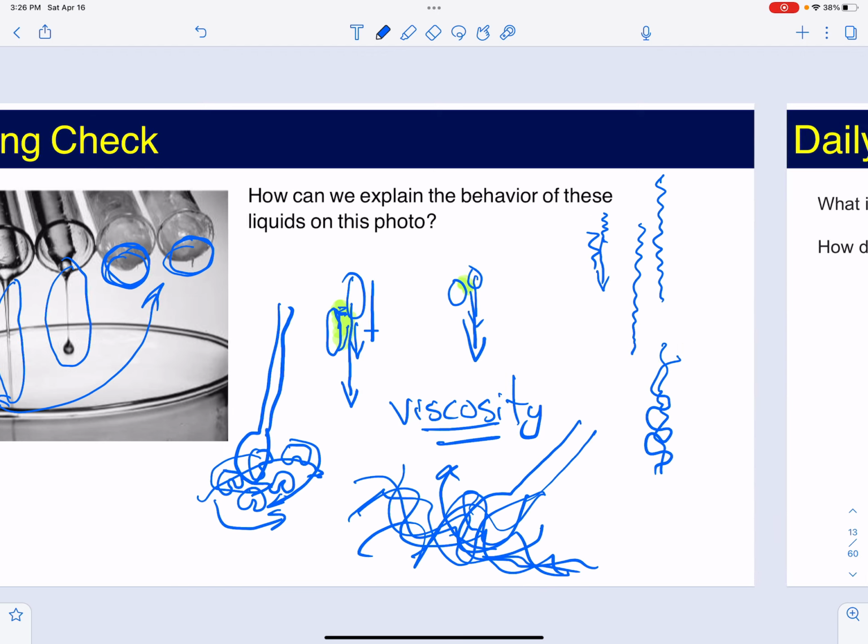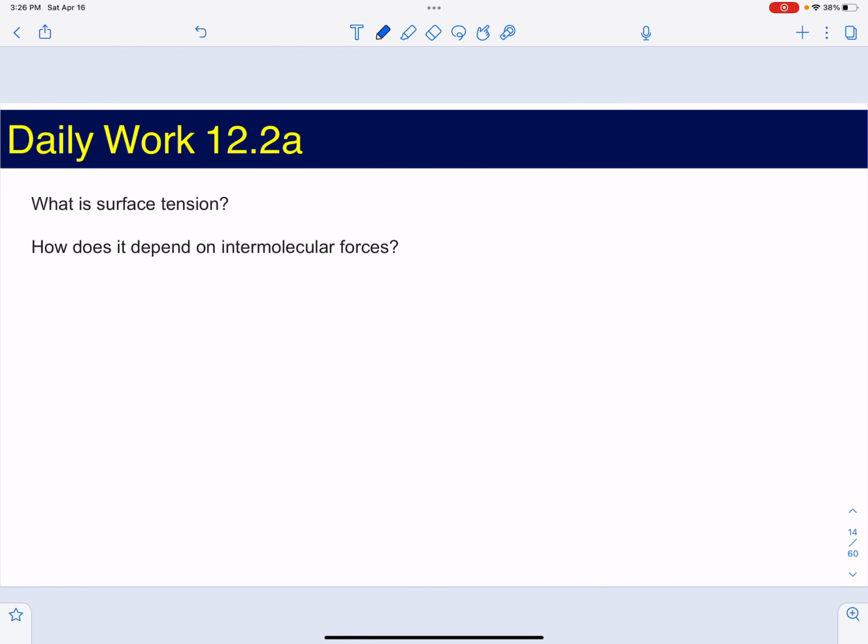So to put that into practice, go ahead and do this daily work. Redefine in your own words. Do not copy and paste anything from the internet. That doesn't do anything for you or for me. So try to put it in your own words. Work through it, and explain what surface tension is. And thinking about intermolecular forces, how does it depend on them? The surface tension gets stronger or weaker, the weaker or stronger the intermolecular forces are.